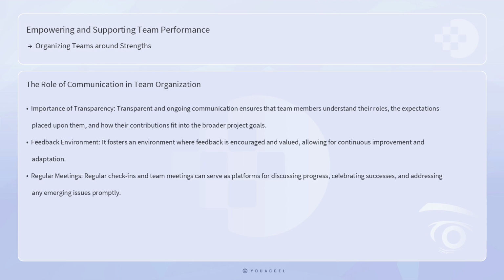Communication plays a crucial role in the successful organization of teams around strengths. Transparent and ongoing communication ensures that team members understand their roles, the expectations placed upon them, and how their contributions fit into the broader project goals. It also fosters an environment where feedback is encouraged and valued, allowing for continuous improvement and adaptation. Regular check-ins and team meetings can serve as platforms for discussing progress, celebrating successes, and addressing any emerging issues promptly.